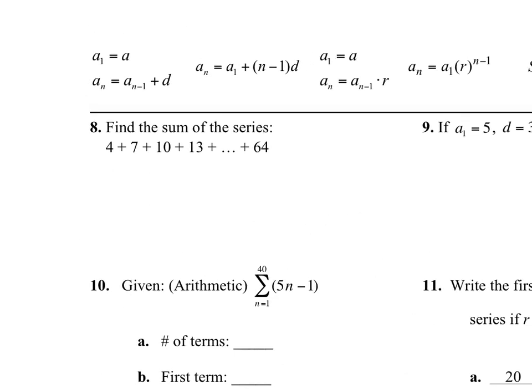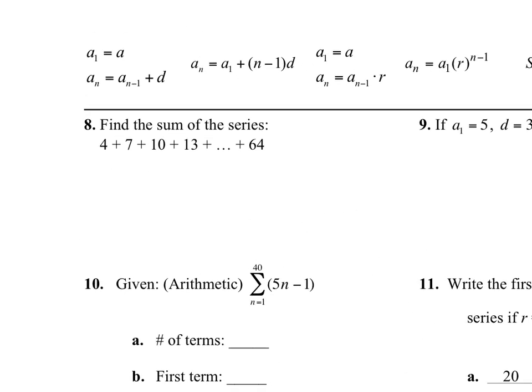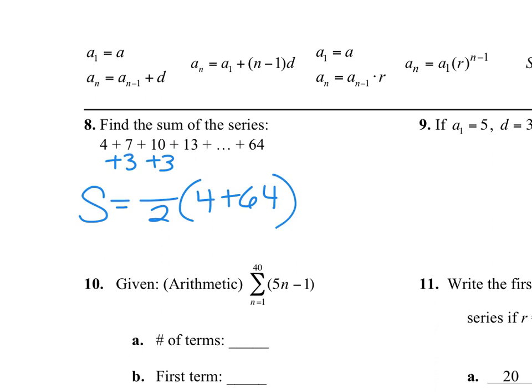All right, so find the sum of the series. So which sum should I use? Well, what kind of a series is this? What's it doing each time? It's adding 3 to get to the next term. So this is an arithmetic series. So I'm going to use S equals n over 2 times the first term plus the last term. Well, I don't know how many numbers there are. But I do know that the first number is 4 and the last number is 64. So how do we find out how many numbers there are? So n is my question mark, a sub 1 is 4, and a sub n is 64.